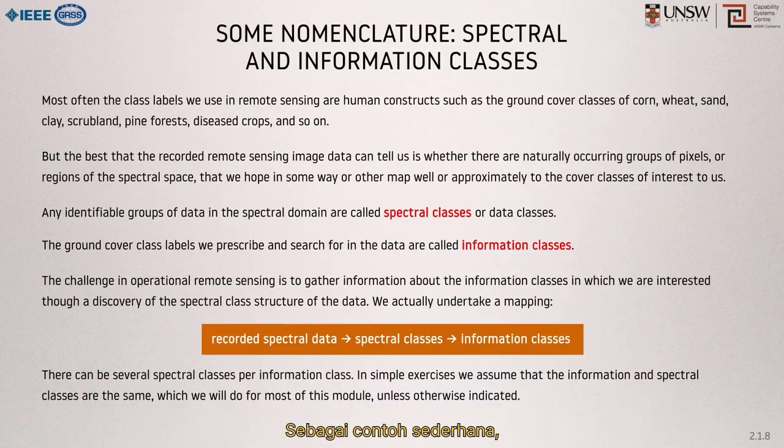As a simple example, a single crop class may have several constituent spectral classes because the crop will exhibit slightly different spectral responses depending on the soil types on which it is sown, the availability of groundwater, and whether any particular portion of a crop is in shadow. We will have more to say about the relationship between spectral and information classes when we come to Module 3 of this course. But unless we say otherwise, we will assume in this module that our information and spectral classes are the same.